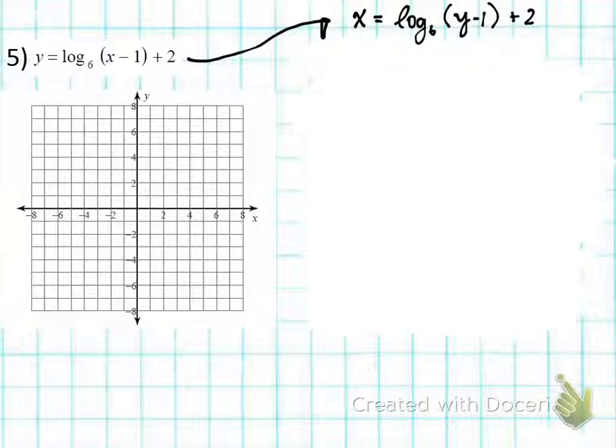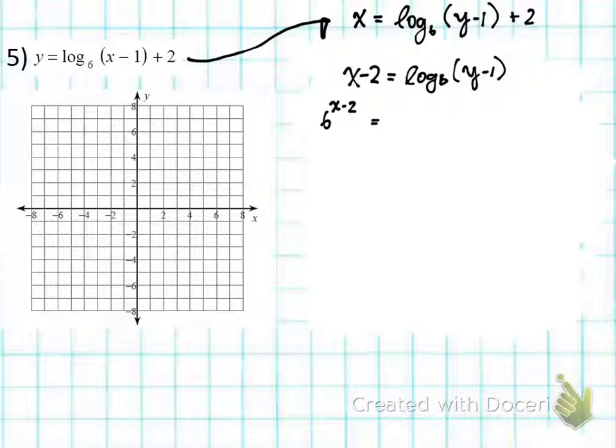Now we have to solve for y because this is now a different equation, so we want to subtract 2 on both sides. Good, so it's going to be x minus 2 is equal to log base 6 of y minus 1. Okay, now that the logarithm is isolated, what should I do? Convert it to exponential equations. It's going to be 6 to the x minus 2 is y minus 1.